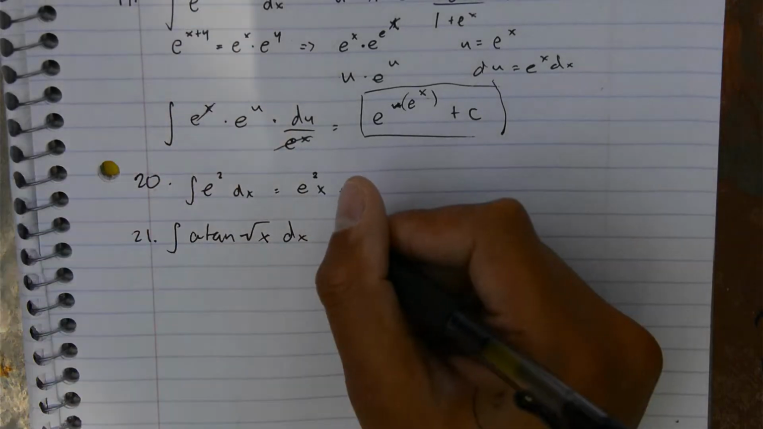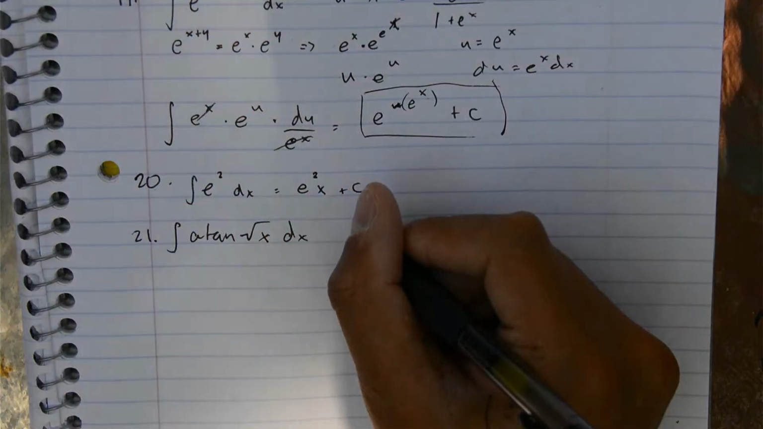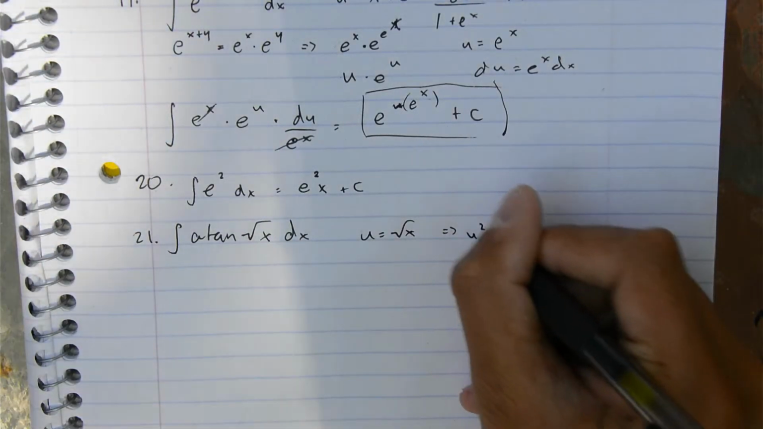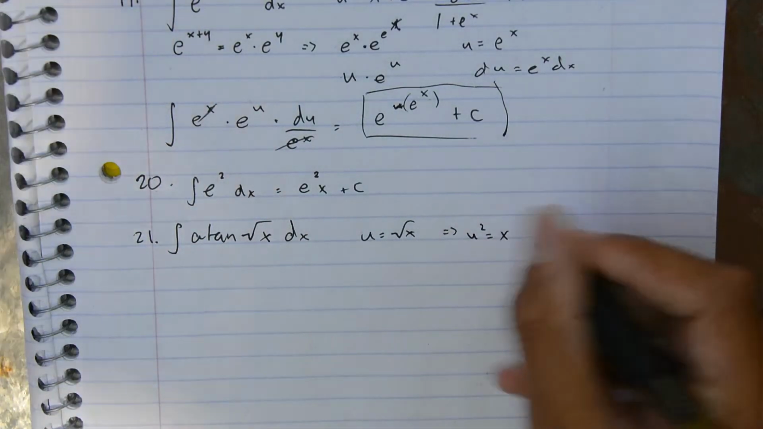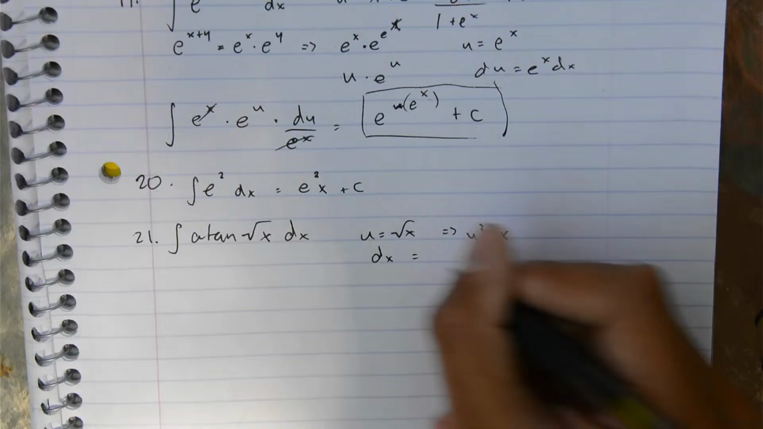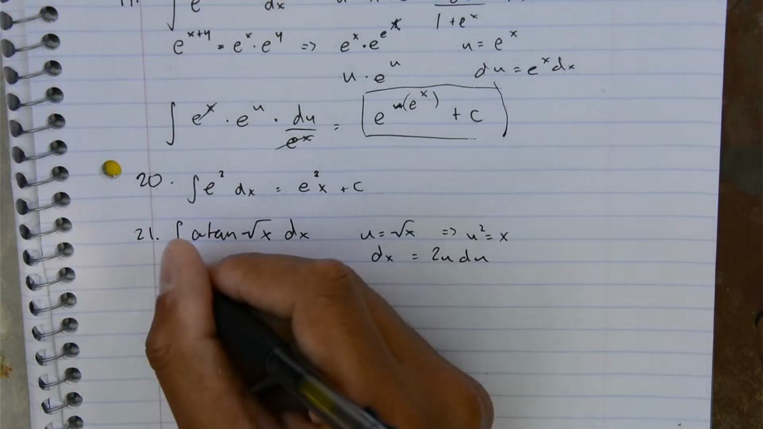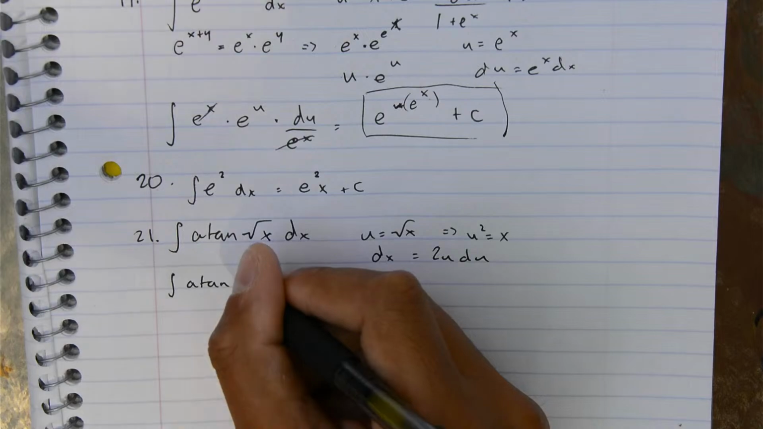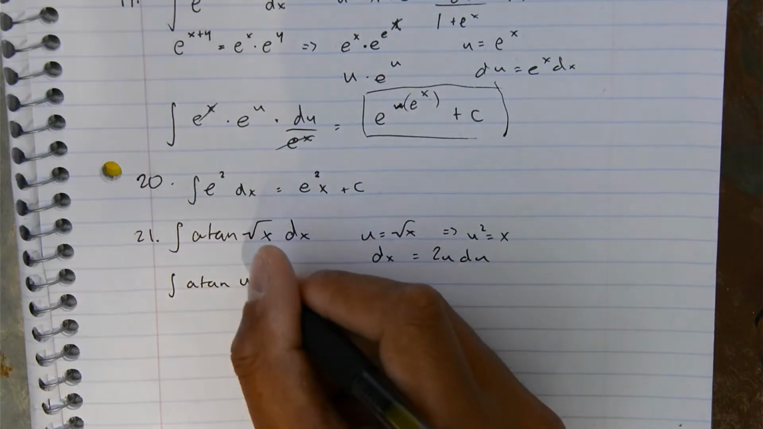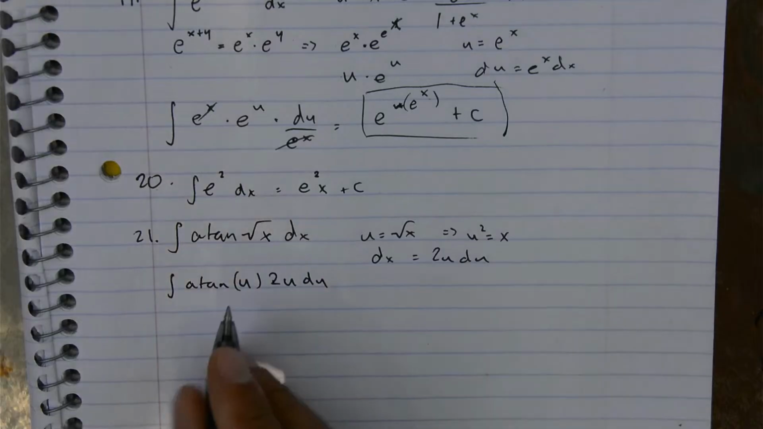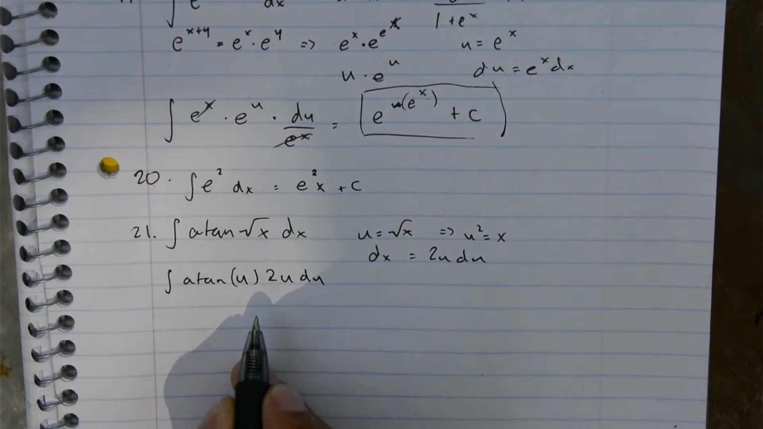Okay, so you do u is equal to square root x, which implies that u squared is equal to x. So then dx is equal to 2u du. Okay, so then we can rewrite this as arctan u times 2u du. Okay, now we can do an integration by parts.